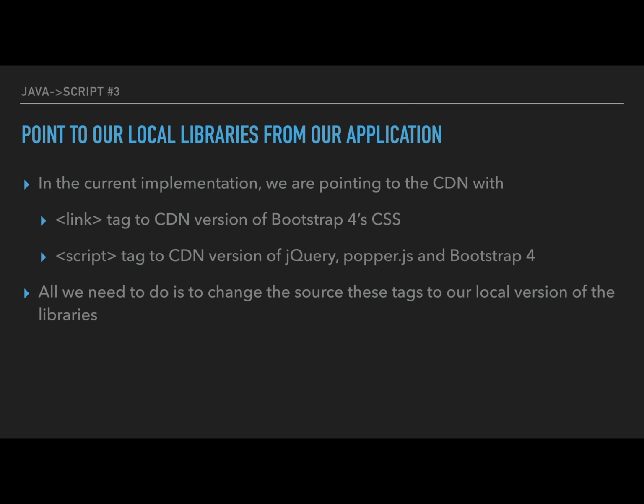So after we have installed the JavaScript library locally within our application, we need to point to these local libraries instead of the CDN versions. Currently, we have 4 different locations where we point to CDN for the libraries. The first one is the link tag, which points to Bootstrap 4 CSS. And there are 3 script tags that are pointing to the CDN version of jQuery, Popper.js, and Bootstrap 4. So all we need is to change the source of these tags to our local version of the libraries. Let's see how we can do that.